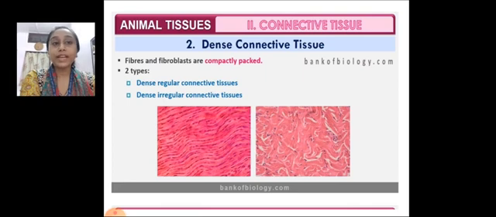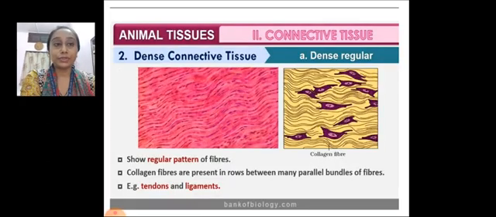Number two kind of connective tissue is dense connective tissue. Why dense? Because the fibers and the fibroblasts, the cells of the connective tissue, are compactly arranged compared to the previous loose connective tissues. This compactly packed dense connective tissue is again divided into two types: regular and irregular. Now let us study their characteristics individually.